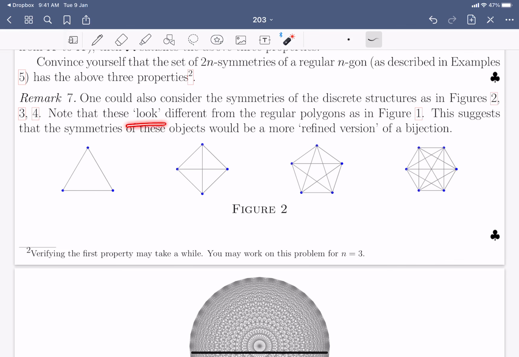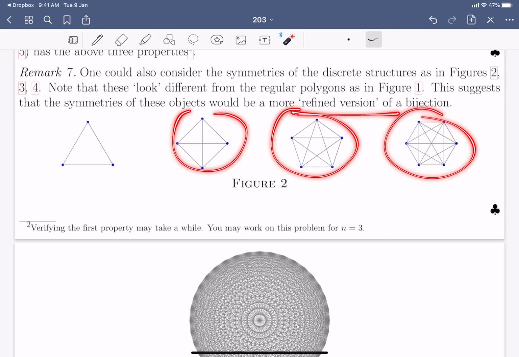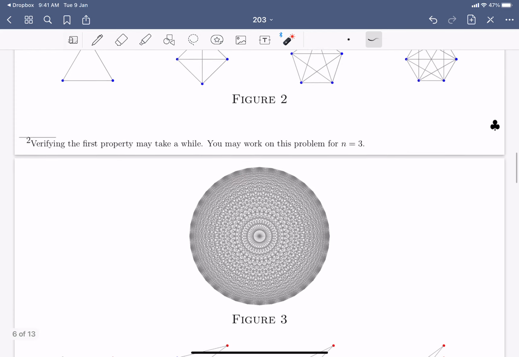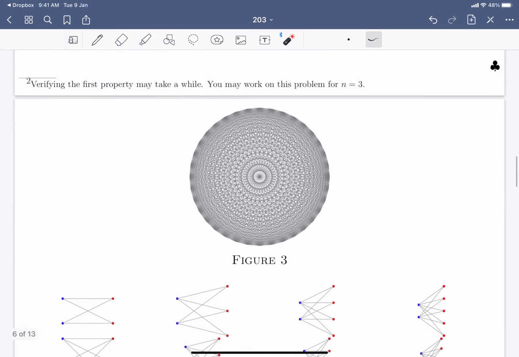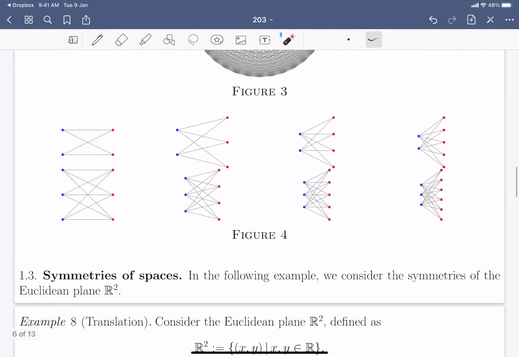They look somewhat different from the regular polygons that you have considered, and while considering symmetries of these objects, we may hope that the notion of symmetries will be more refined than the symmetries of the corresponding regular polygon. For instance, again this is a regular polygon, I don't know for which value of n, maybe 50 or 60, probably 36. Anyway, here also, as you see, there are certain discrete structures.